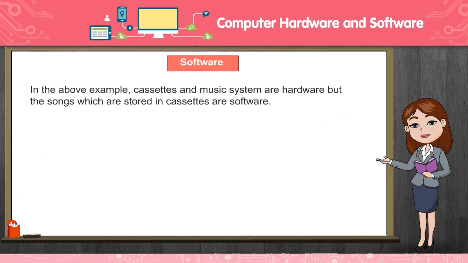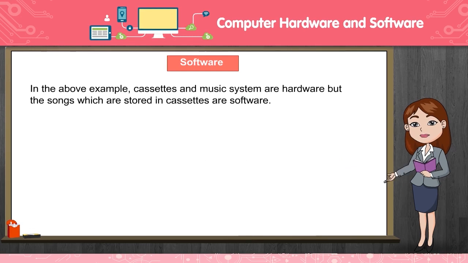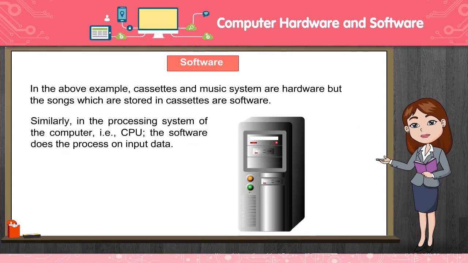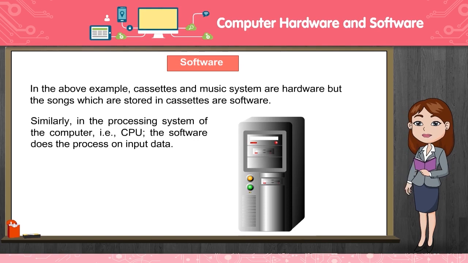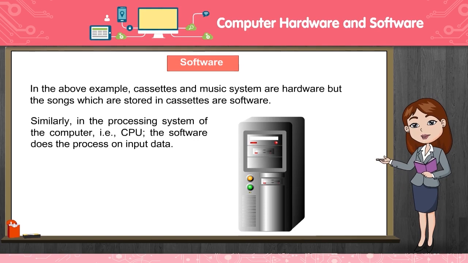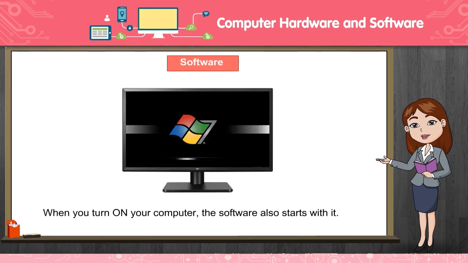in the above example, cassettes and the music system are hardware, but the songs which are stored in the cassettes are software. Similarly, in the processing system of the computer, that is the CPU, the software does the processing on input data. When you turn on your computer, the software also starts with it.